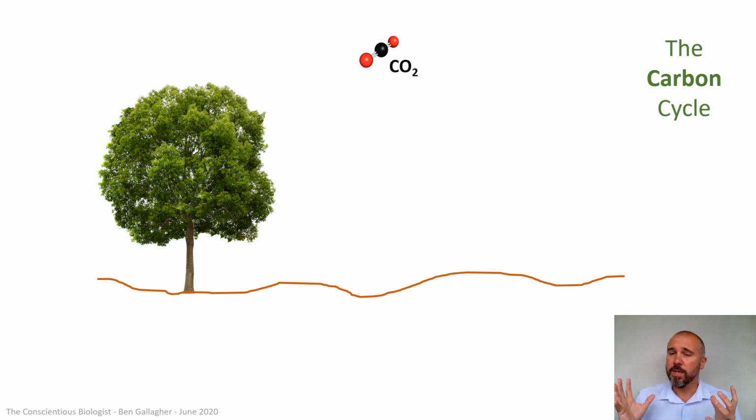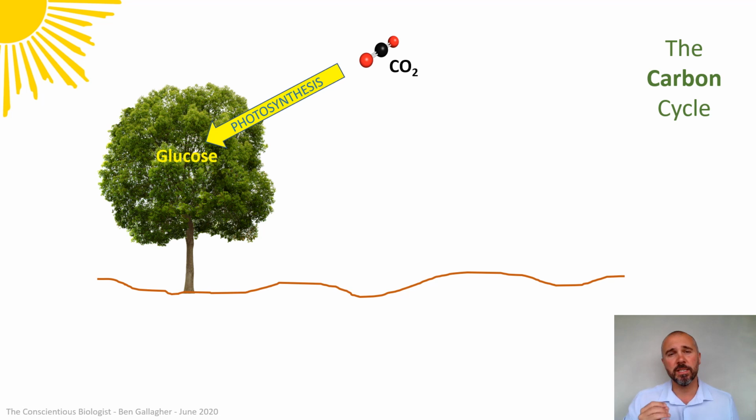I've got a tree there. It doesn't have to be a tree, it could be any green plant. And the reason why I've picked that is because green plants do photosynthesis. And through photosynthesis, they're pulling that atmospheric carbon dioxide in, reacting it with water, using chlorophyll as a catalyst to trap energy from sunlight in a molecule of glucose.